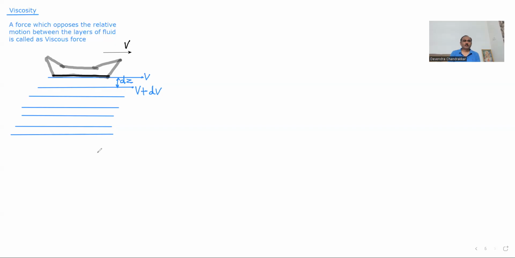Okay. So it says the viscous force is proportional to the velocity gradient, right? Is proportional to area of contact between two layers of fluid. Okay. And the proportionality constant happens to be eta, and the viscous force is given as eta A dV by dz. This is also called as Newton's law of viscosity.